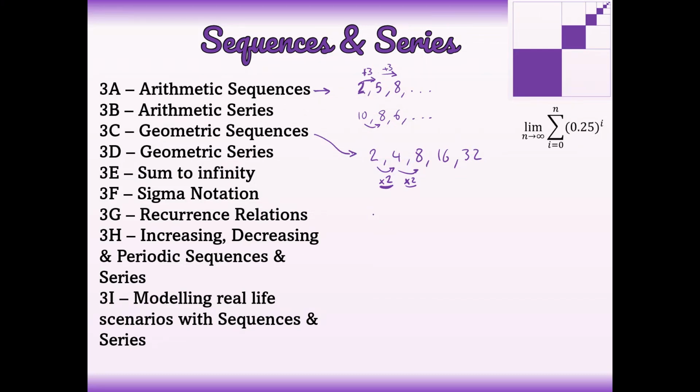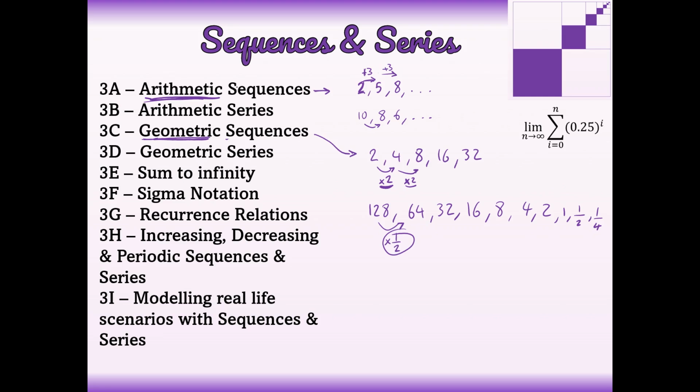For example, you might also see a geometric sequence such as 128, 64, 32, 16, 8, 4, 2, and 1, and then a half, a quarter, and so on. What's happening here? We are basically multiplying by a half. The common ratio is a half. So I explained the difference between geometric and arithmetic sequences.